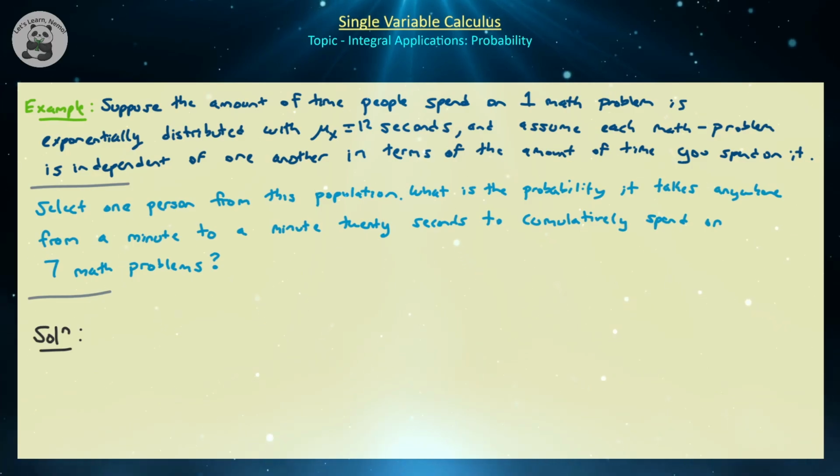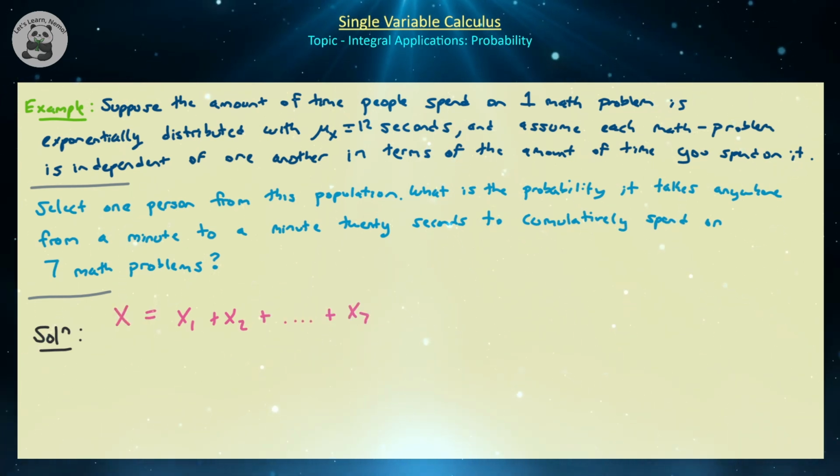Let's revisit the same problem as before, and let's again select one person from this population. What is the probability that it takes anywhere from a minute to a minute 20 seconds to cumulatively spend on 7 independent math problems? So here what we're looking at, again, is a sum of exponential random variables. So x1 is the first math problem, x2 is the second math problem, all the way out to the 7th math problem, and we're looking at the cumulative time that it takes for all of them.